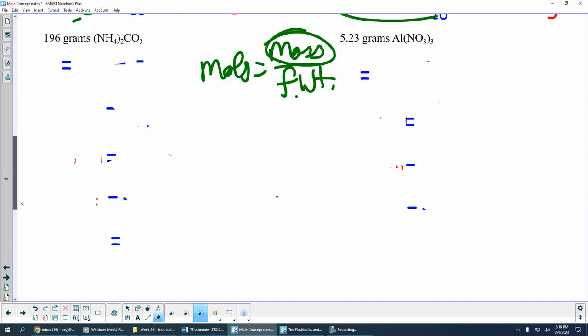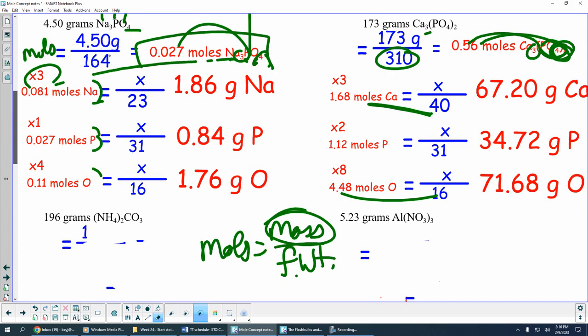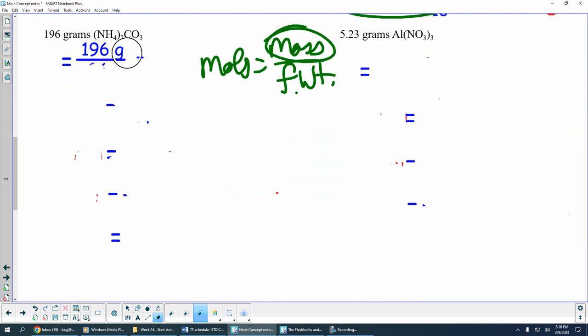So step 1, when you're trying to find grams of each element and you're given grams, you're going to try to figure out how many moles you have first. So I'm going to take my 196 grams and put it over the formula weight of 2 nitrogens, 8 hydrogens, 1 carbon, and 3 oxygens. And when you tally that up, you get a formula weight of 96. When I do 196 divided by 96, I get 2.04 moles of ammonium carbonate.